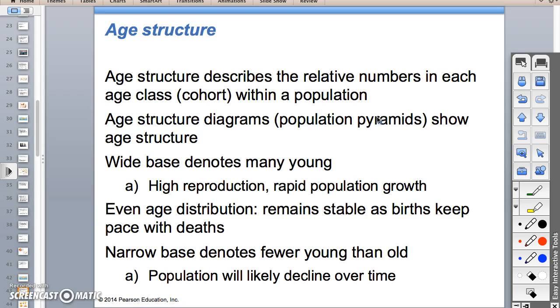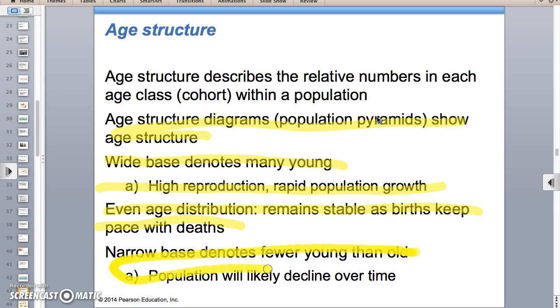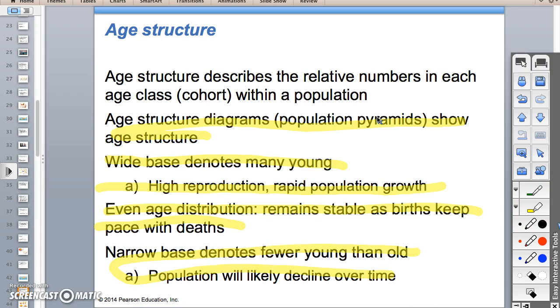Age structure, so age structure diagrams, those population pyramids that we have already talked about. You can call them an age structure diagram, or you can call it a population pyramid, but we should know already that a wide base is going to denote many young. Rapid population growth is going to happen, kind of like with our video about Nigeria. Hey, I love that video. Even age distribution means that you have an equal number of people at each age class. I'm going to show you how to say these words the right way. The narrow base means that you have fewer young than old, and that means your population is going to decline.